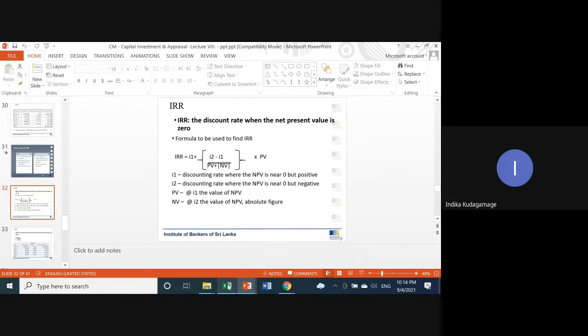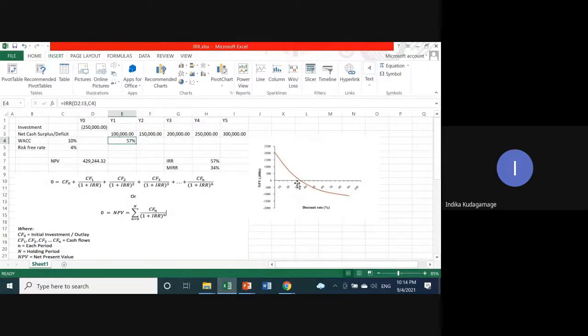So when you are doing that calculation, you have to remember this. You guess an interest rate. If when you put in the interest rate you get a positive NPV, that means in order to get a negative NPV, you need to give a larger discounting rate. That means 30 or 40 you need to give, right?